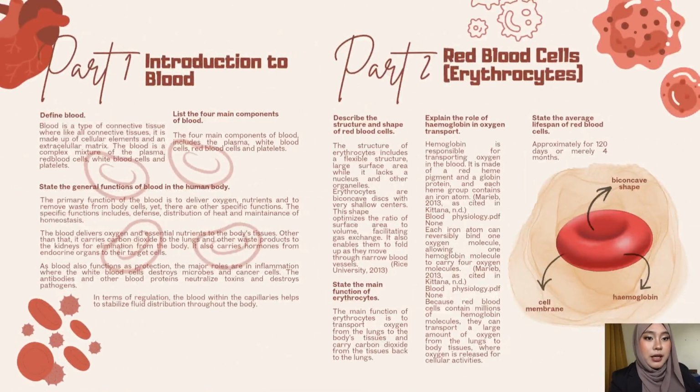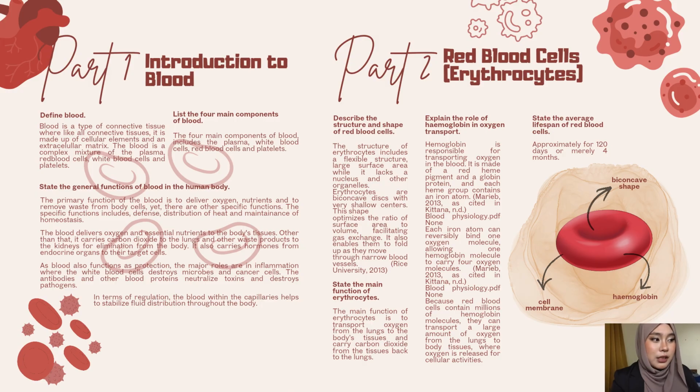So we learned that blood is a specialized connective tissue composed of cellular elements suspended in a liquid extracellular matrix called plasma. So plasma, which is 90 to 92% water, acts as a highway for transporting nutrients, hormones, gases, and metabolic wastes like urea.